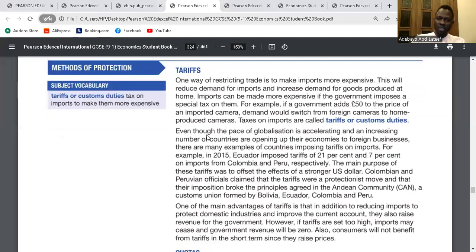Then we go to methods of protectionism. When we talk about methods of protection, we're talking about methods which government uses for protectionism. Number one, tariffs. For tariffs, we are talking about taxes on importation. So if government wants to restrict importation, government might increase taxes on importation. As a result, the demand for imports will reduce, meaning that domestic consumers will start buying domestic products. As a result, domestic firms will be able to increase their output and the current account deficit will improve.